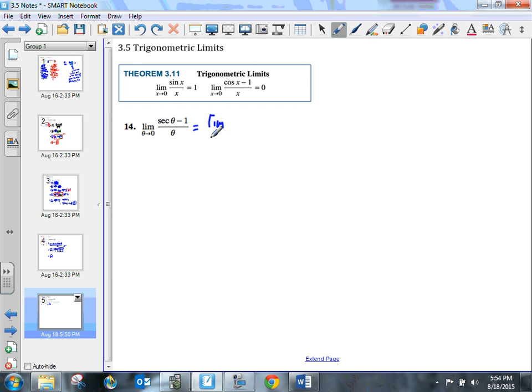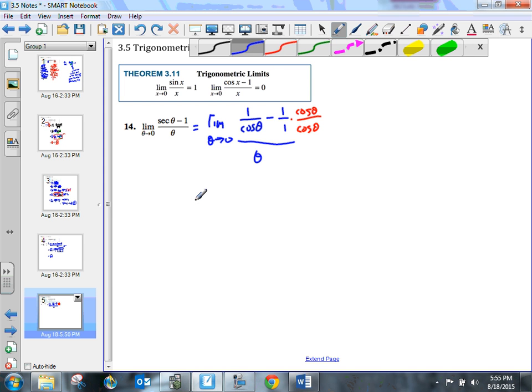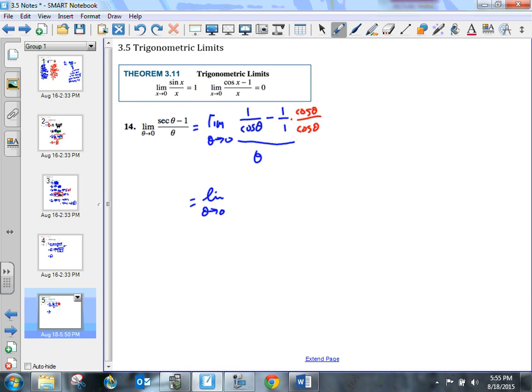So the limit as theta approaches 0, let's rewrite this as 1 over cosine of theta minus 1 over 1. Okay, so what I've done is I'm just creating a fraction here and a fraction here, all over theta, okay? And so once I've got this, now I'm going, okay, let's make one fraction out of this, all right? Let's get a common denominator here. I'm going to multiply this by cosine of theta over cosine of theta, okay? And as a result, this is what I get. I get the limit as theta approaches 0 of 1 over cosine of theta minus cosine theta over cosine theta, and this is all over theta.